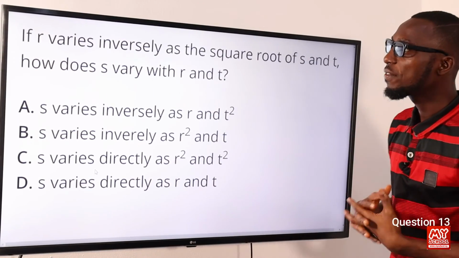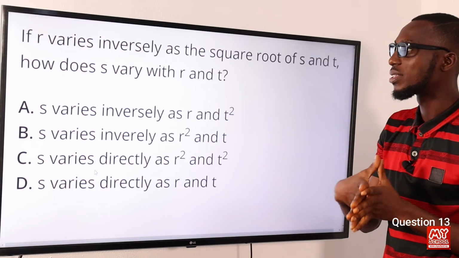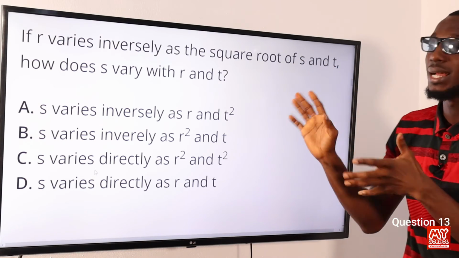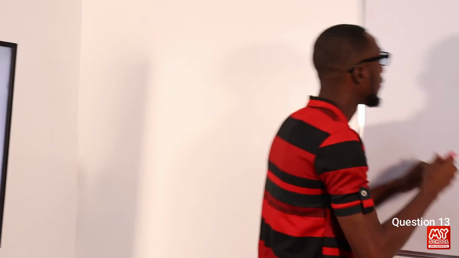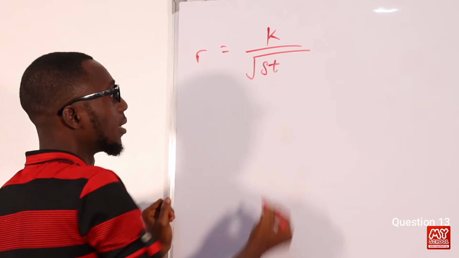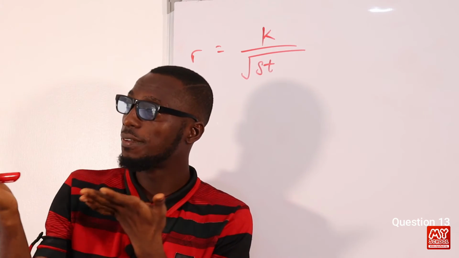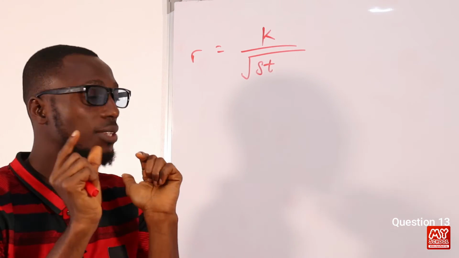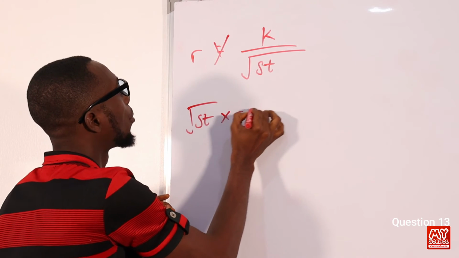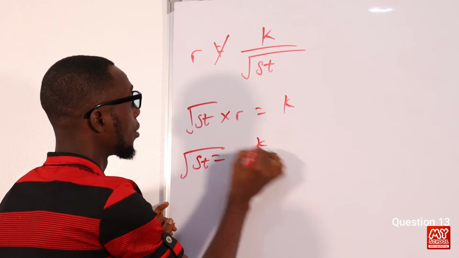Question 13. If R varies inversely as the square root of S and T, how does S vary with R and T? Let's first type out the relation. R varies inversely as the square root of S and T. So R equals K over the square root of ST. We are now told to find how S varies with R and T, so we are making S the subject of the formula. We can cross multiply, so I have square root of ST times R equals K. So square root of ST equals K over R, dividing both sides by R.